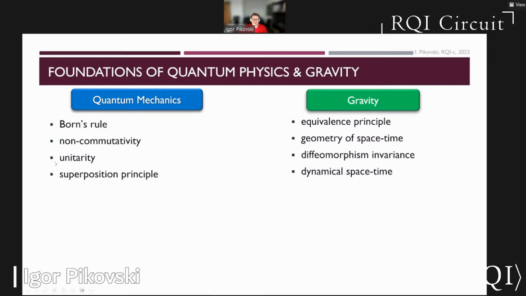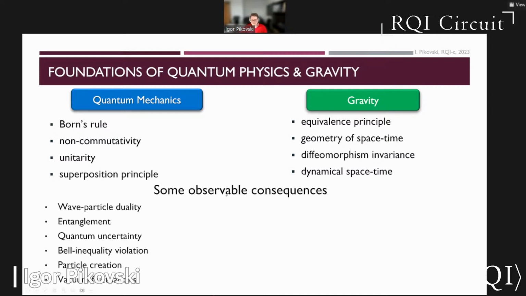So on the quantum mechanical side, it's inherently probabilistic. There's no commutativity. It has a unitary linear evolution. On the gravitational side, it's completely different fundamental principles, such as the equivalence principle, space-time geometry, and the fact that space-time itself is a dynamical quantity. Now, from these fundamental principles, of course, there are many more, and one can structure them in different ways. But in principle, there are these different foundations, and they also result in different phenomenology.